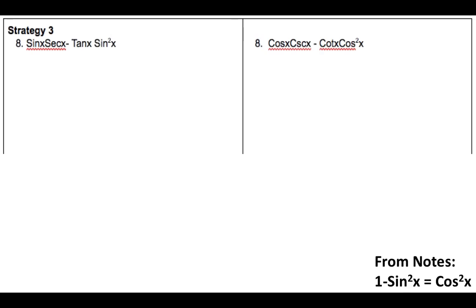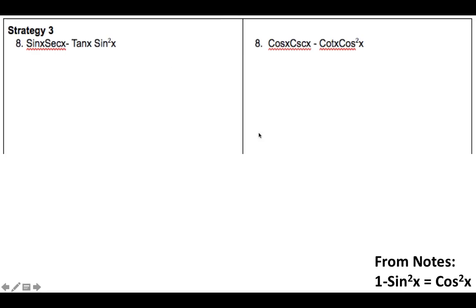Again, we're looking at strategy 3, which is the common denominator technique. From your notes, in this one, you want to make sure you highlight or circle the fact that 1 minus sine squared x is equal to cosine squared x. Before I do my common denominator technique, what I gotta do is convert these to sines and cosines. So that's what I'm gonna do first.